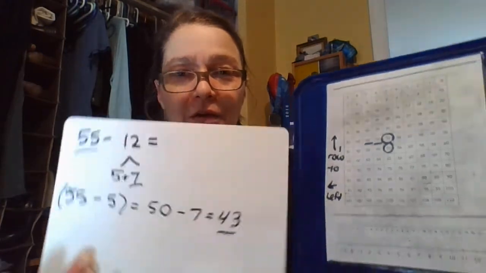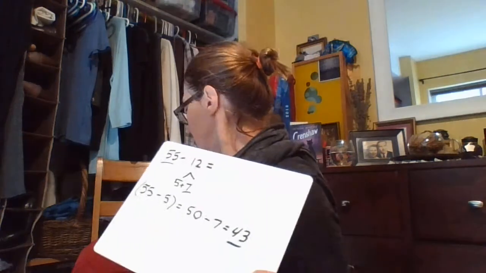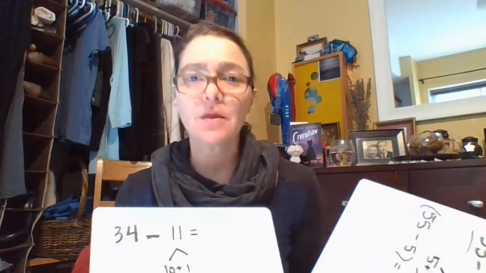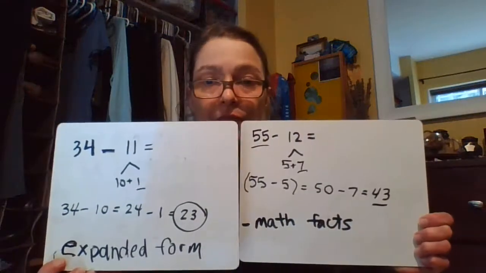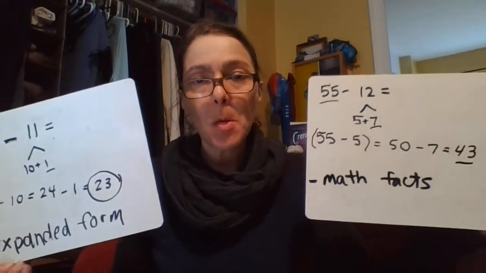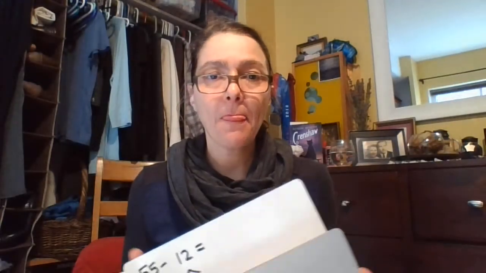Okay? So this is how you use strategies. One strategy to do subtraction within 100. And this strategy is breaking apart numbers. So you have your expanded form, is one way, or relying on your math facts is another way. Okay? Using what you know from your fact fluency. Whichever works better for you is the one you would use to do your subtraction within 100.